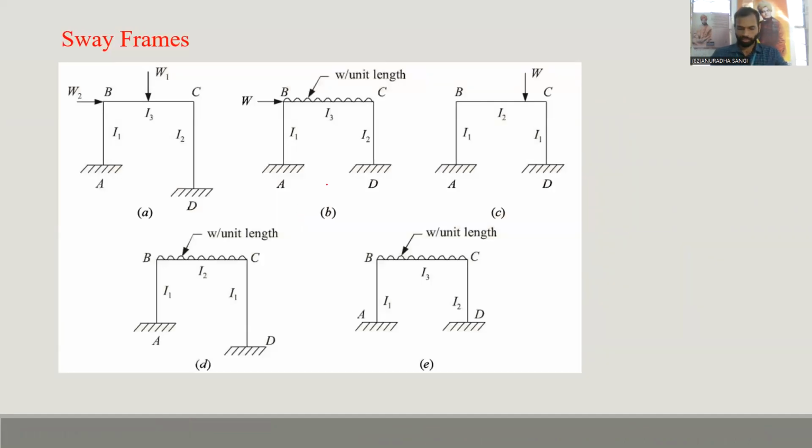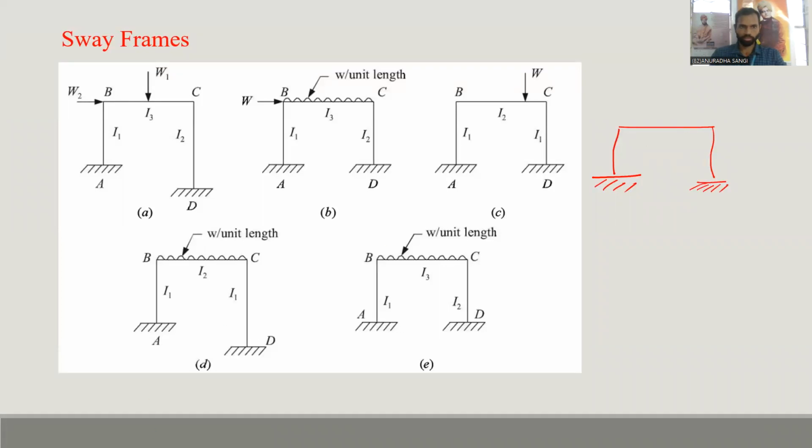First of all, we'll understand what is sway. Sway is nothing but horizontal movement of one end of the column. Horizontal movement of the end of the column is called sway.